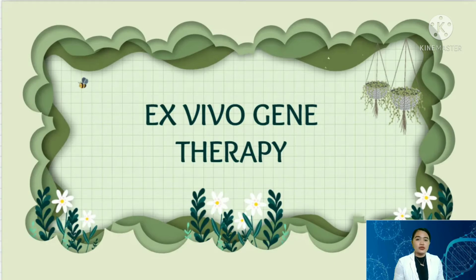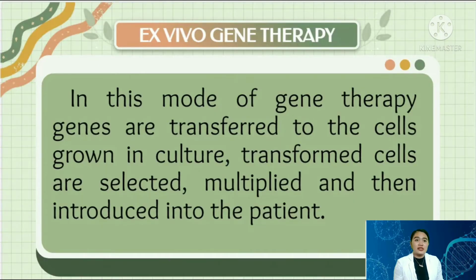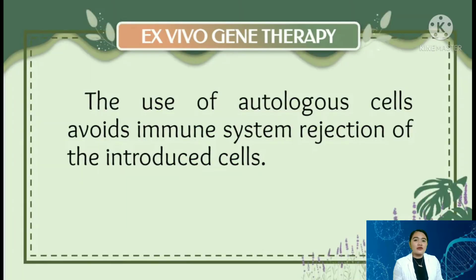Ex vivo is also a term used to describe a biological process that is carried out within or on a biological tissue in an artificial environment, but with the minimum alteration of natural conditions. In ex vivo gene therapy, genes are transferred to the cell grown in culture. Transformed cells are selected, multiplied, and then introduced into the patient. The use of autologous cells avoids immune system rejection of the introduced cells.